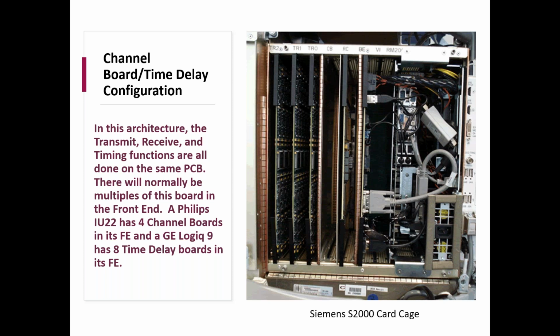And what you're looking at here on the right-hand side is a Siemens S2000 card cage. It has 3 transmit receive boards. You see there on the left-hand side of the card cage, the TR0, TR1, and TR2. Those are identical boards that all do transmit, receive, and timing, or summing delay is what we call it as well, in the front end.